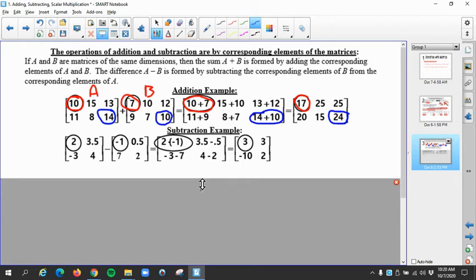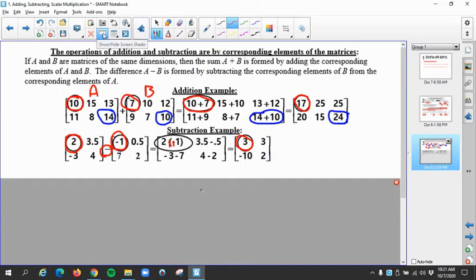Speaking of subtracting, it works exactly the same way. You take your elements that are in the same position in each row and each column, and you subtract them together. Be careful when you have negative numbers, because this is like saying 2 minus -1, which is the same thing as 2 change opposite plus 1, which is where the 3 comes from. So be careful with your minus signs. They can be very confusing.